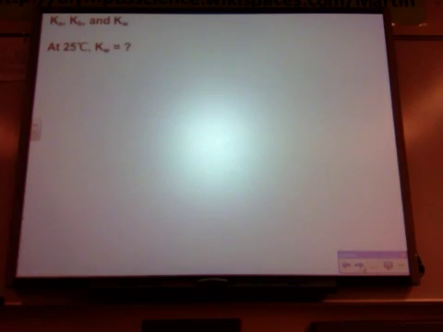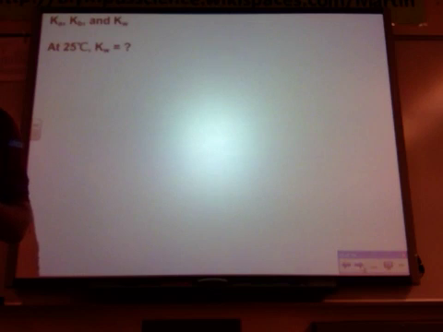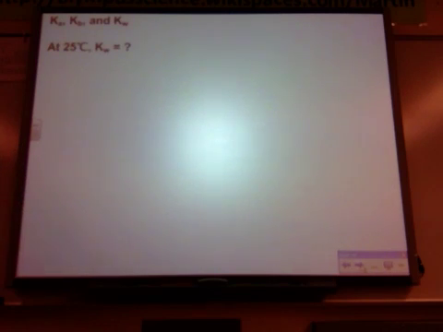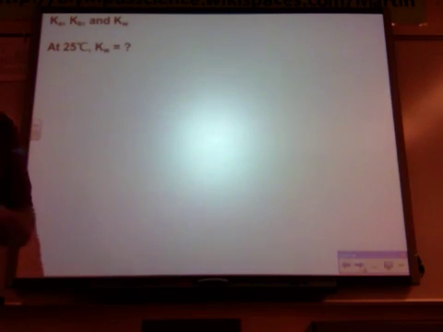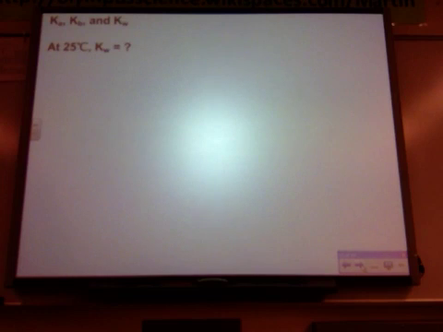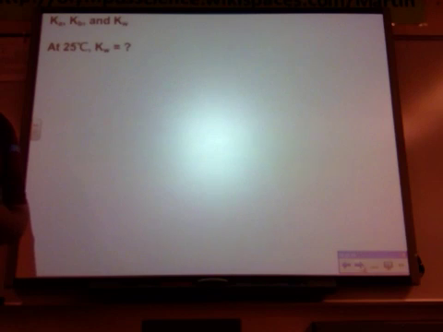One thing that Nate and his cohorts found frustrating last year was the sheer number of instances in which we use the letter K. So we have K's now that we're going to use here. We're going to use Ka, Kb, and Kw. Okay?